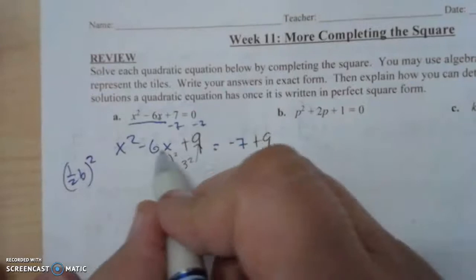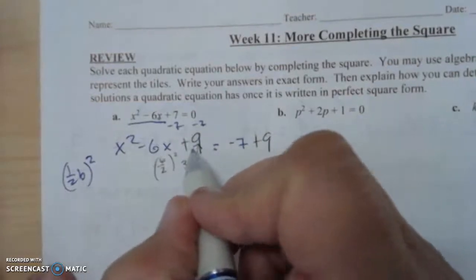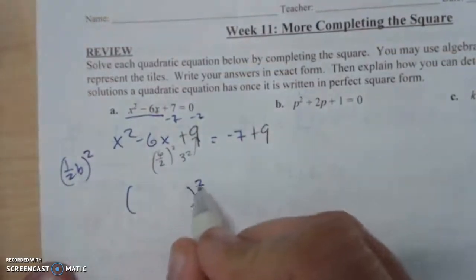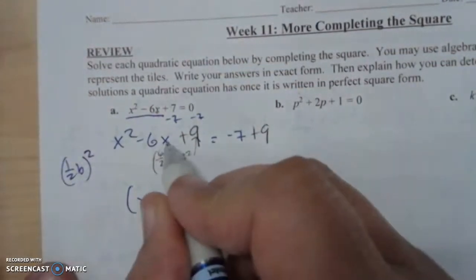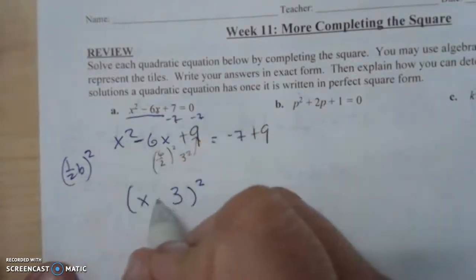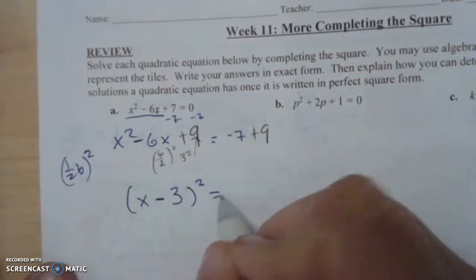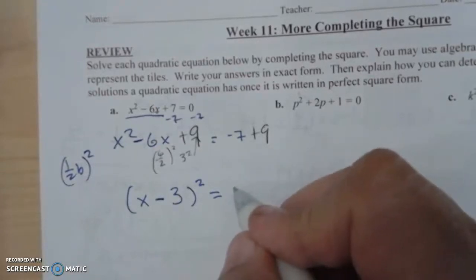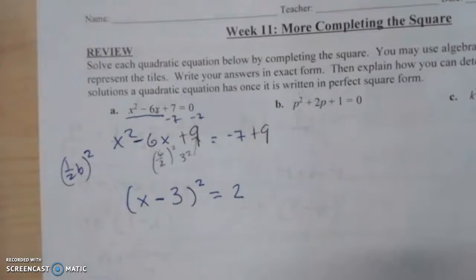Now, once you have completed the square here, it allows us to write the square this way. It's (x minus half)squared. What was the half number? The half number is always going to go here, and since this is a minus, we're going to put a minus here. Equals negative 7 plus 9 is 2. So now we're going to go ahead and solve this equation.